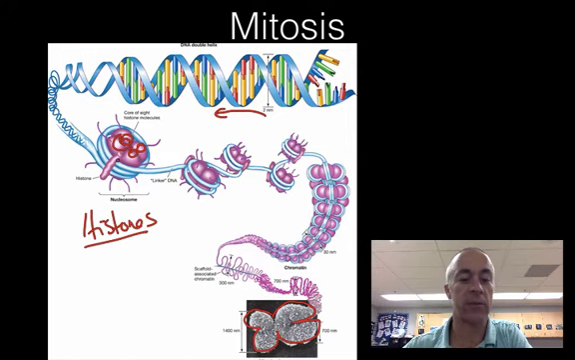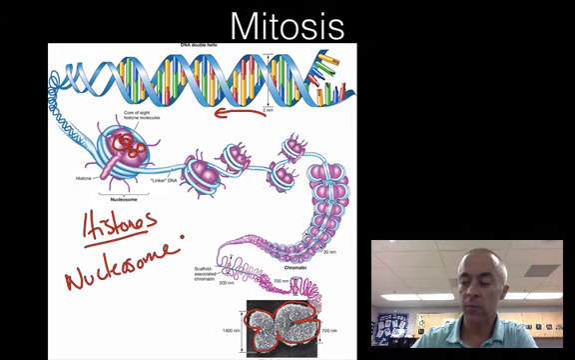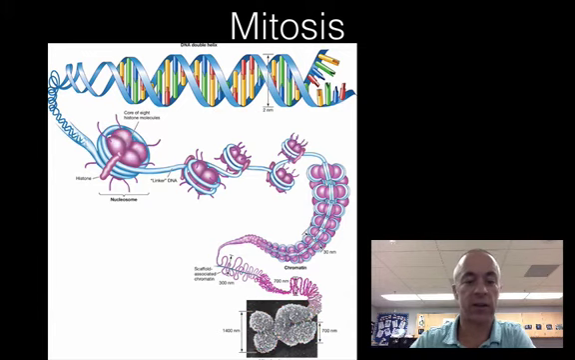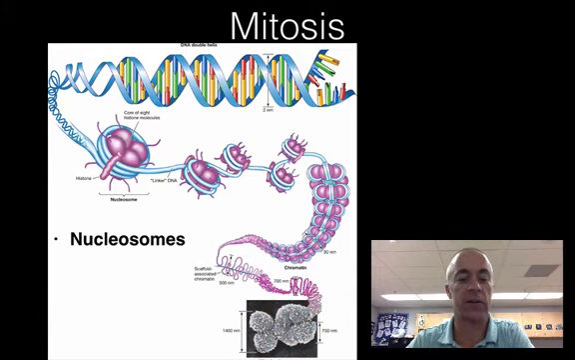And when DNA wraps itself around those histones, it makes something called a nucleosome. And so these structures become really important when we start talking about how DNA is going to be transcribed and translated later on.